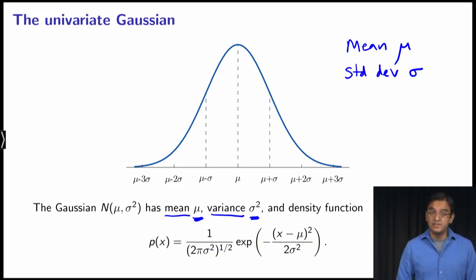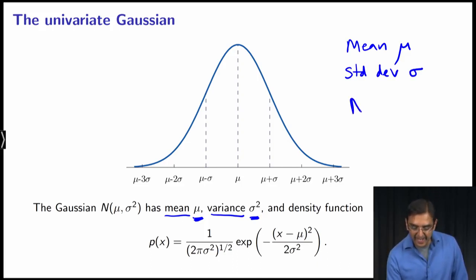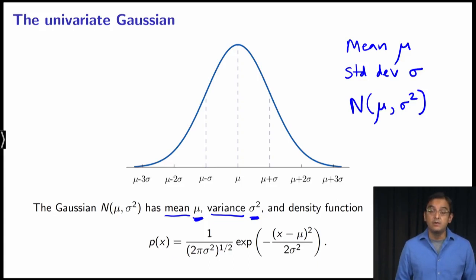We're going to refer to this distribution by using the shorthand N of mu, sigma squared: the Gaussian with mean mu and variance sigma squared. The N stands for normal, and people call it that because a lot of data looks like this. Now, this particular distribution is a distribution over real numbers. Its density is given over here by this formula.